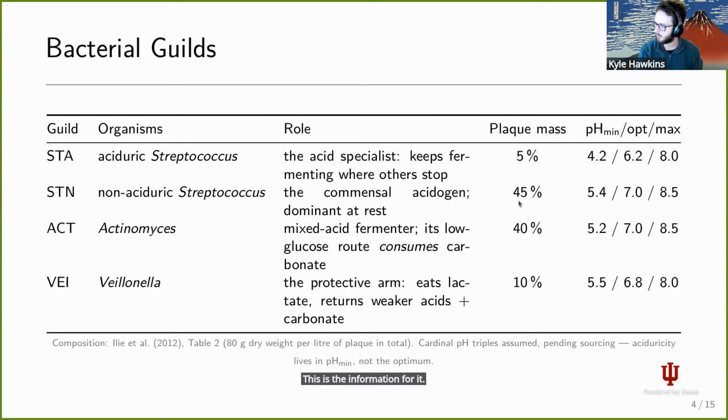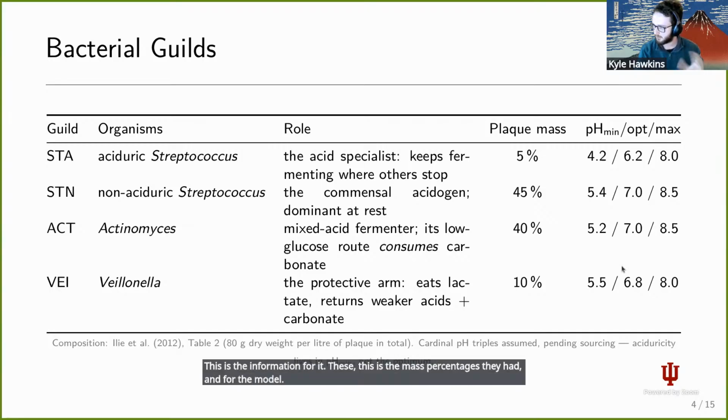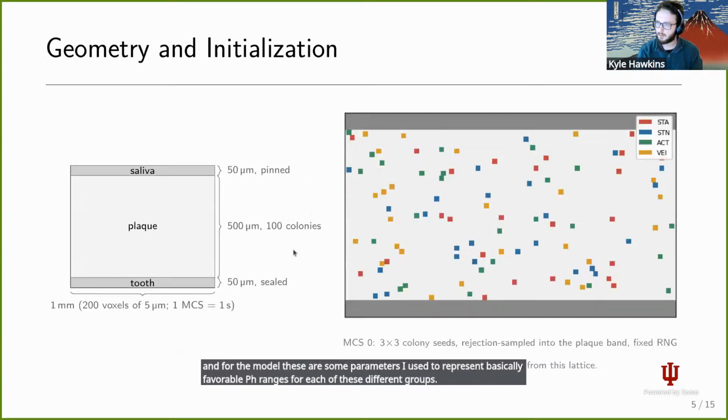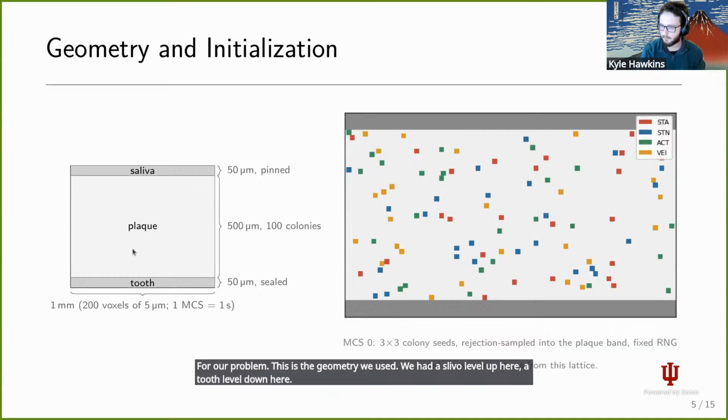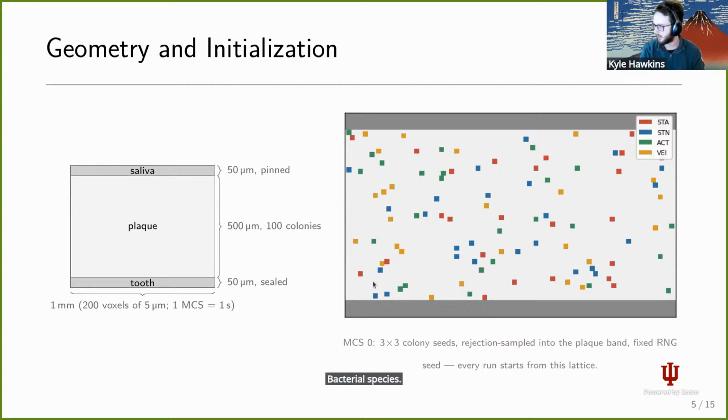This is the mass percentages they had, and for the model, these are some parameters I used to represent basically favorable pH ranges for each of these different groups. For our problem, this is the geometry we used. We had a saliva level up here, a tooth level down here, and then a plaque level where Yannick was able to get a nice random initialization of all the different bacterial species inside of our lattice. So this is our geometry.